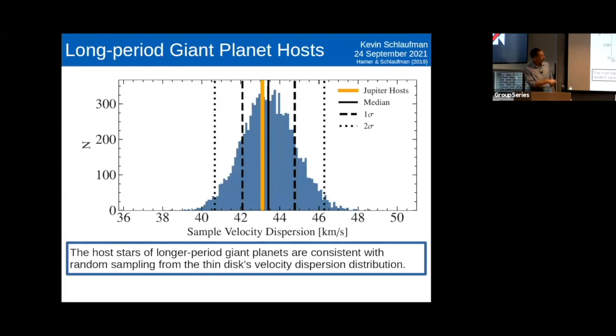And so what you can see here now is that the orange line that corresponds to the longer period giant planet hosts is fully consistent with random sampling from the field population. That is, there's no reason to believe that the result I showed you on the previous slide has anything to do with an age-metallicity relation. It really is related to the fact that there is a giant planet with an orbital period less than 10 days around that star.